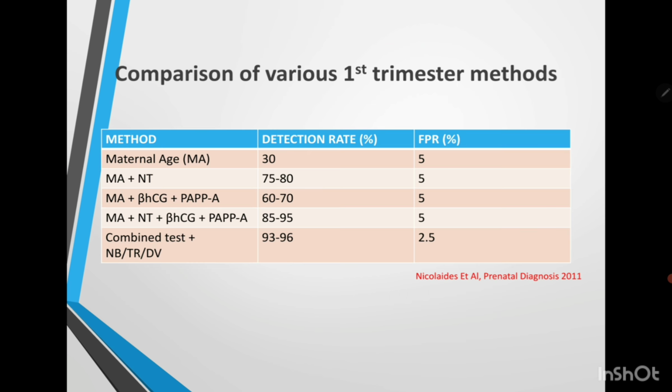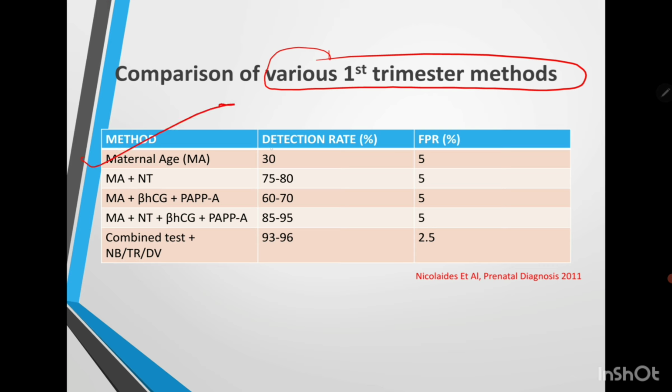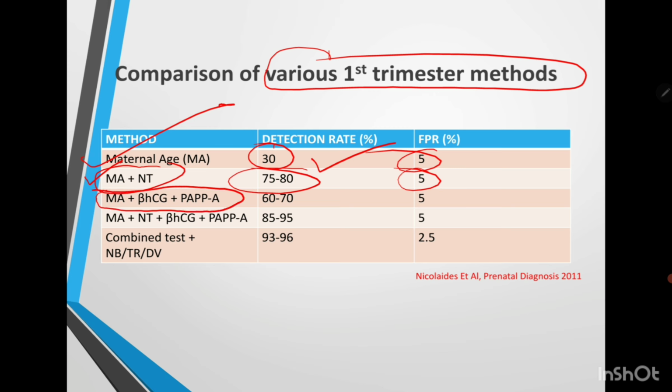Okay. The comparison of various first trimester methods. I told you various first trimester methods. What are the various first trimester methods? First is your maternal age. The detection rate is 30%, false positive is 5%. If you only take the age, then it is 30% chances. Maternal age plus NT, then it is 75 to 80%. The false positive is 5%. If you take maternal age plus beta hCG plus PAPP-A, that is 60 to 70% chance of detection rate.